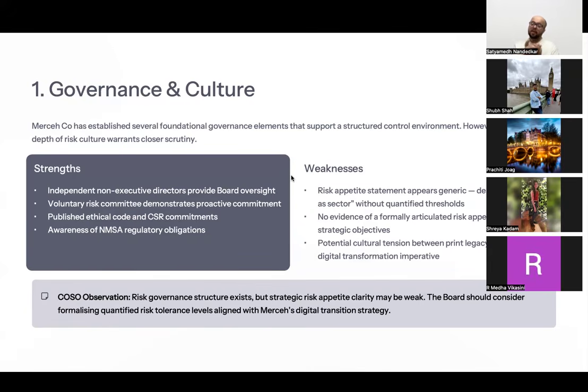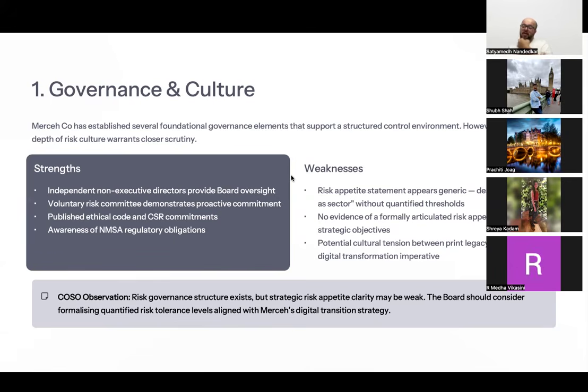Okay, you have created a risk committee which shows that the company is proactive, it is more and more aligned towards this. Then you have the published ethical code and CSR commitments. That CSR commitment specifically highlights that, look, the company suo motu, on its own account, without having those compliance pressures, is planning to work in this direction. Plus there is awareness about the regulatory obligations.